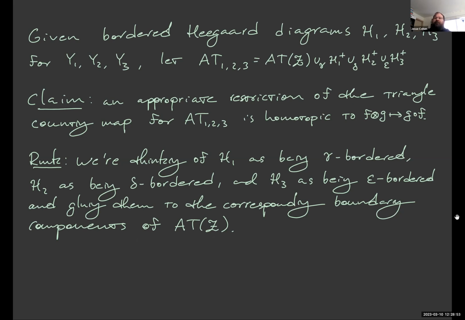Now, if we have three bordered Heegaard diagrams, H1, H2, and H3 for our three bordered three manifolds, Y1, Y2, and Y3, the diagram that we actually will care about is what I call AT123, and you get this by gluing H1 plus, H2 plus, and H3 plus to AT along the three different boundary components of AT. So there will be a boundary component that is met by the gamma arcs, a boundary component met by the delta arcs, and one met by the epsilon arcs. And we think of H1 as being gamma bordered, H2 as being delta bordered, and H3 as being epsilon bordered, and then you glue those in. And the claim is that an appropriate restriction of the triangle counting map for this new diagram is actually homotopic to F tensor G maps to G composed with F.